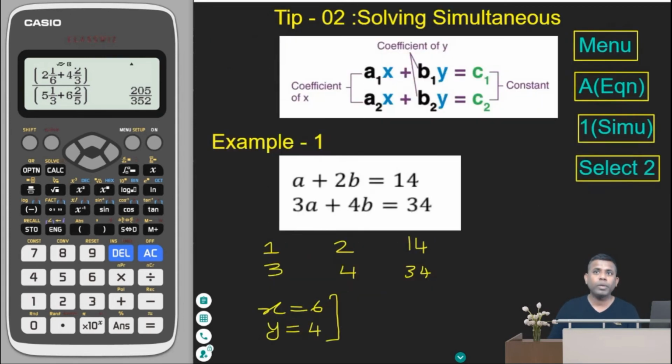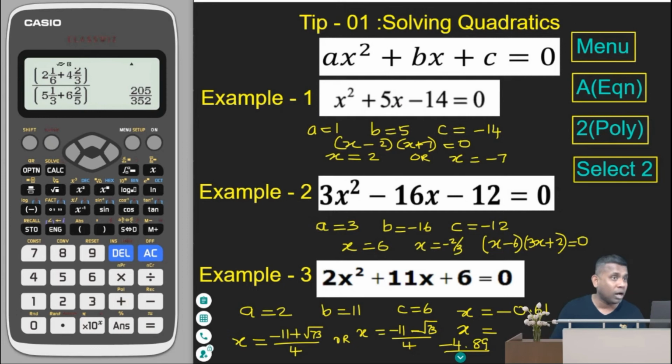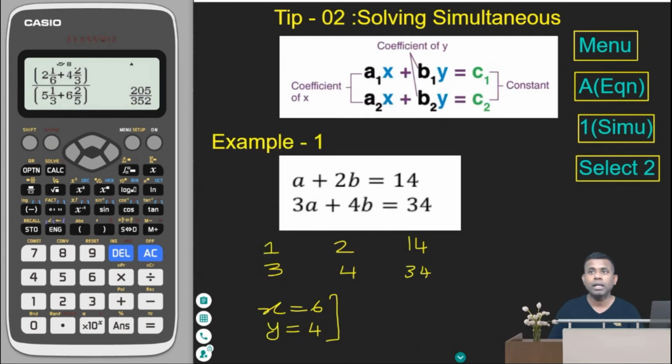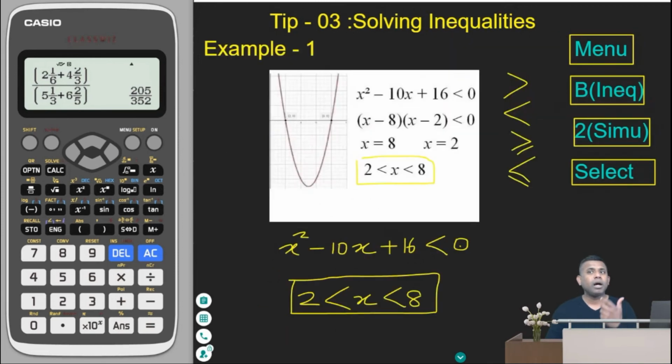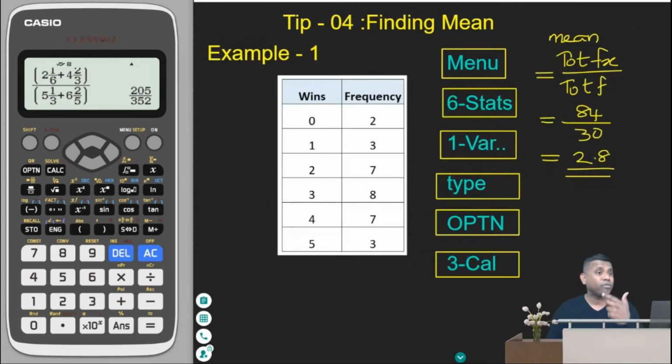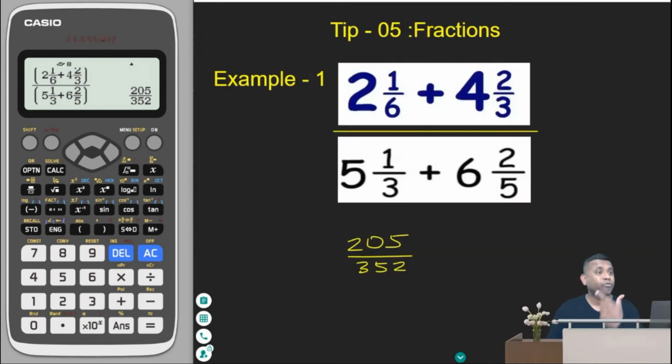So number one, what we studied is all about solving quadratics. You can use the calculator. Solving simultaneous equations, use the calculator. Solving inequalities, finding the mean and fractions, use the proper buttons and options to find the correct answer. You need to show the working out for this in your GCSE. However, having a calculator, you can double check that your answer is correct.